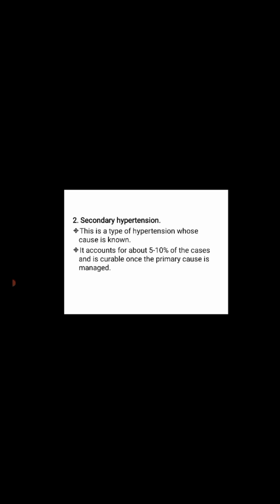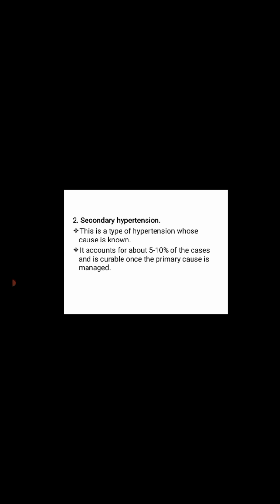So moving on, we have two types of hypertension. We have essential hypertension, also known as primary hypertension. Essential hypertension is a type of hypertension whose cause is not known. This type of hypertension accounts for about 90 to 95% of the cases, and it is not curable. It can only be controlled using drugs and non-pharmacological management.